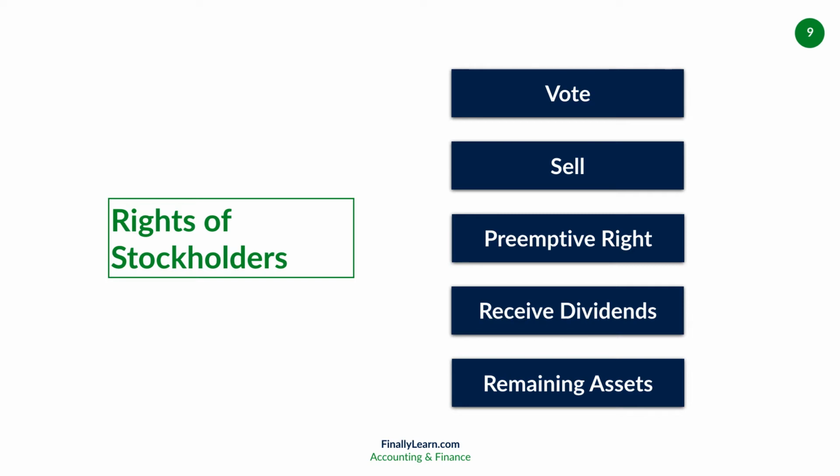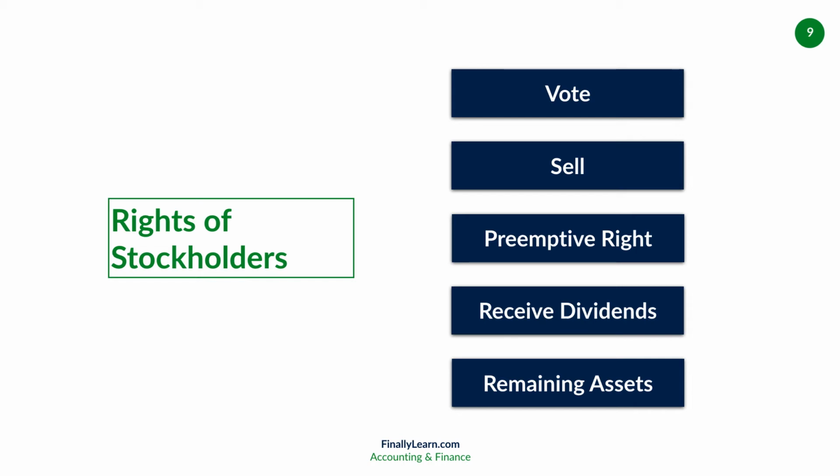Now, the rights of the stockholder, they have 5 distinct rights. If you own a share of stock, you have these rights. You get a right to vote on the board of directors and for big policies of the company. You have the right to sell anytime you want to. You have the preemptive right, and the preemptive right says, look, if you own 10% of the shares of the company and they issue some more shares, then you have the right to buy 10% of any new shares. You have the right of first refusal, so you can maintain your 10% ownership interest.